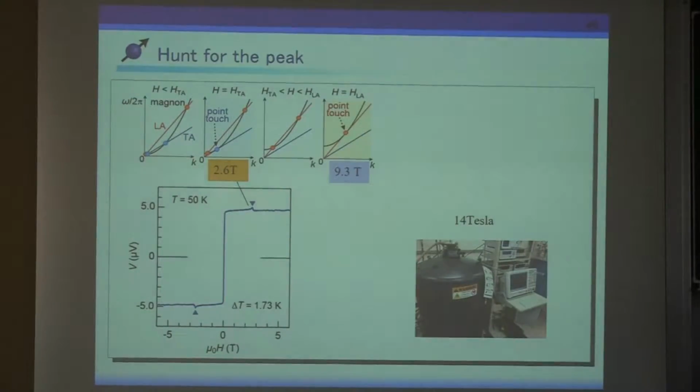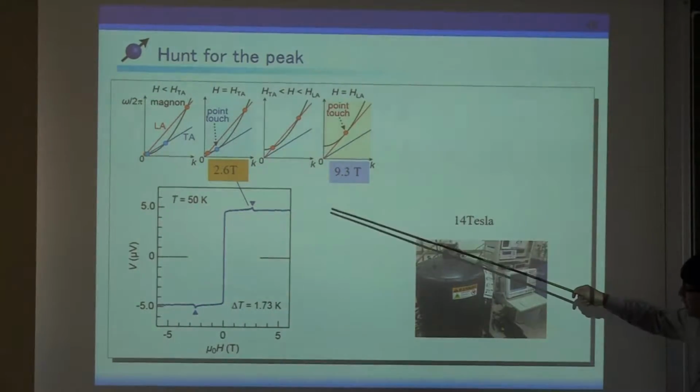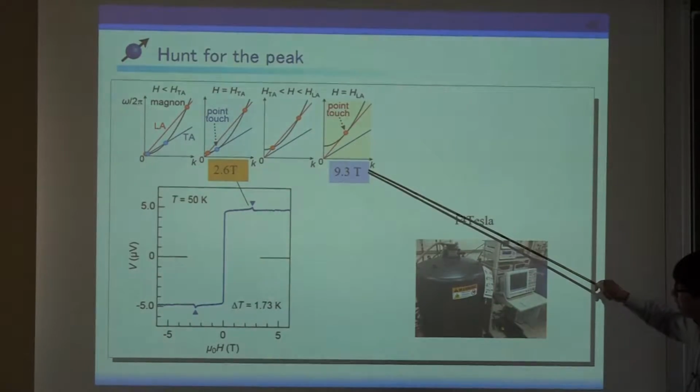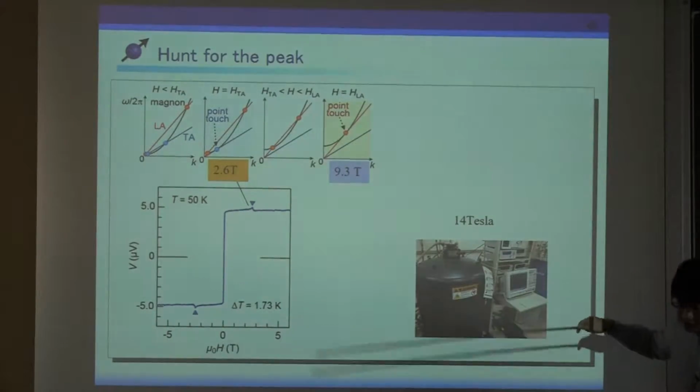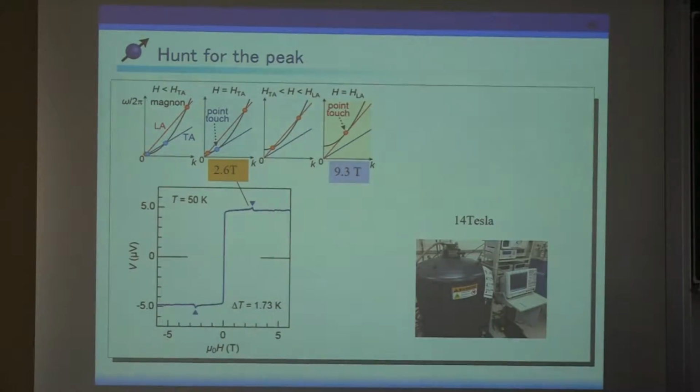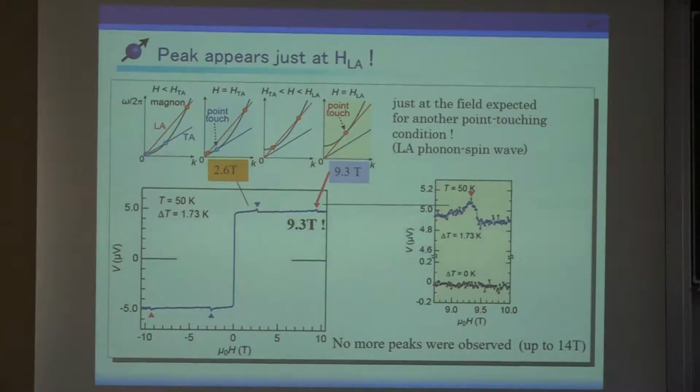So this is the spin-Seebeck effect data which I showed you. So we predicted there should be another point touching condition at 9.3 T. So we went to the high field range. And finally, we found there is another new peak here, at 9.3 Tesla, just at the field expected for the point touching condition between LA phonon and the spin wave.